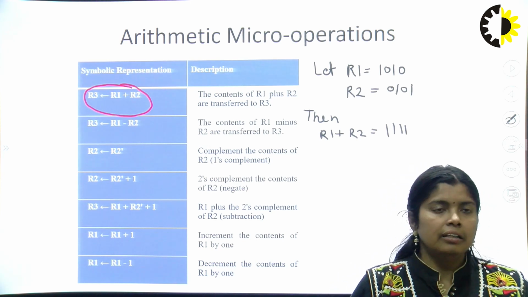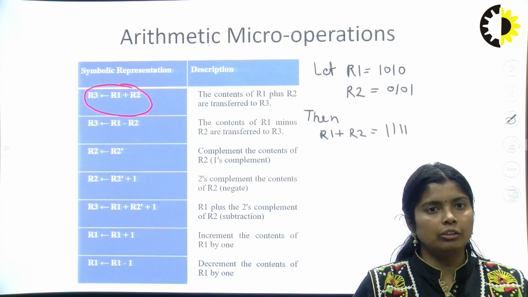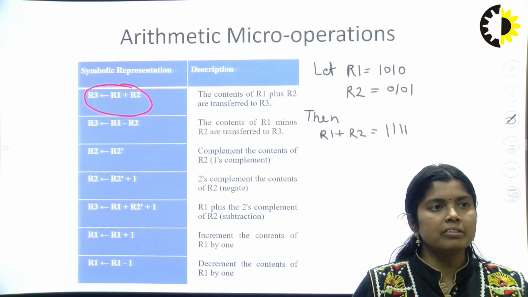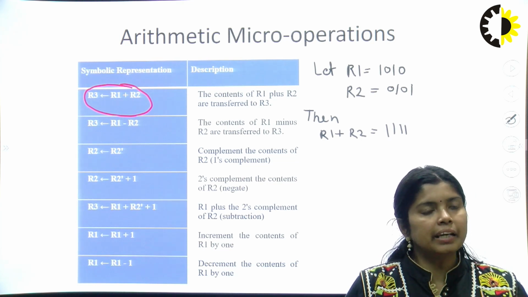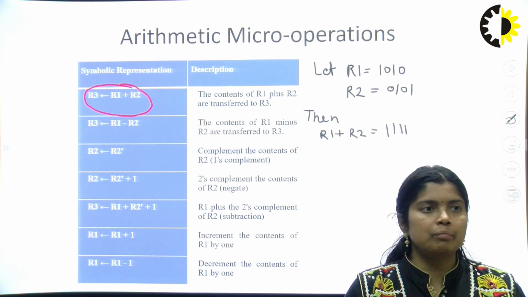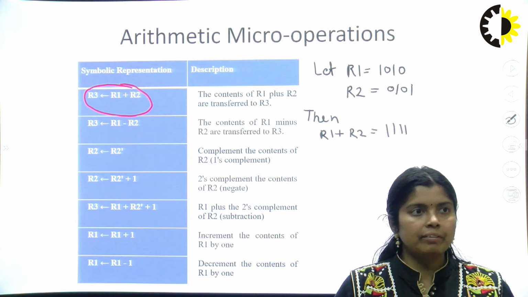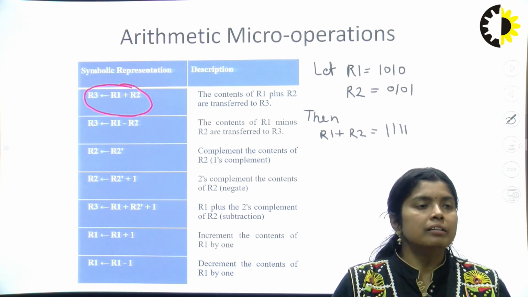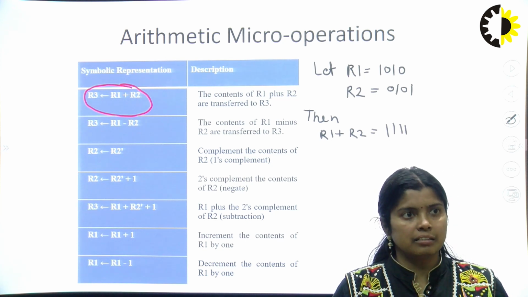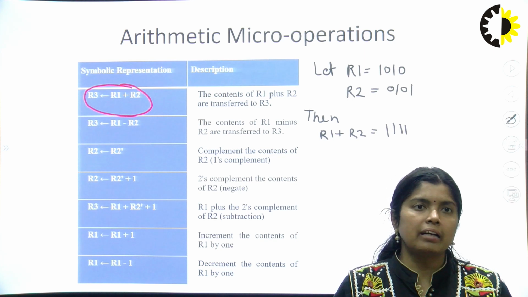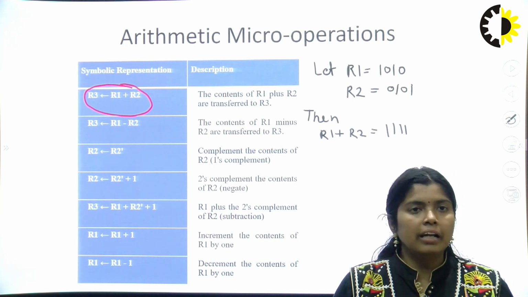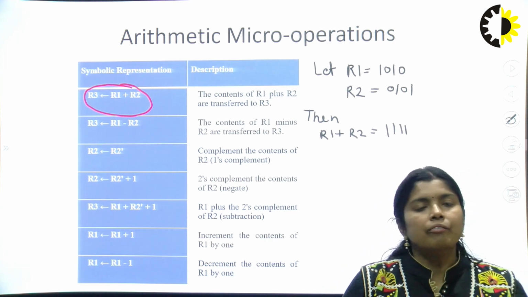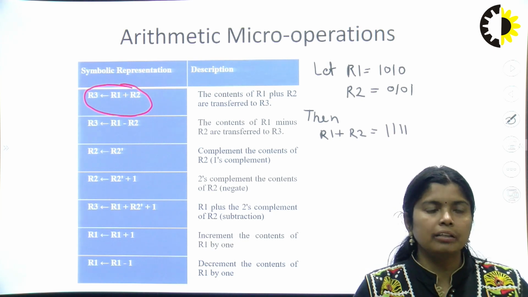Here we are taking the R1 register and R2 register, and the result will be stored in R3. R1 and R2 are considered 4-bit registers. You can take any size of register, maybe 16-bit or 32-bit. In this example, I am taking 4-bit registers. For the addition R1 plus R2, suppose R1 equals 1010 and R2 is 0101.